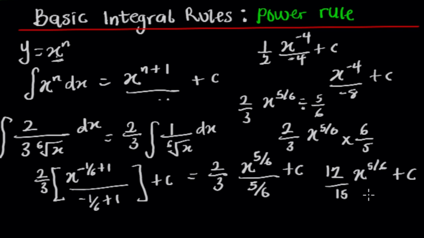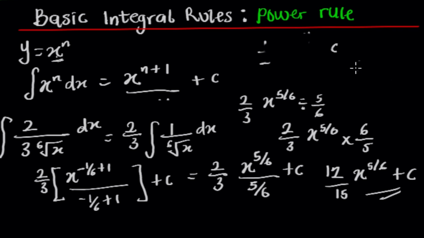So I can choose to leave the answer like this, or I choose to divide everything here by 2 or 3. Let me use 3 actually. If I use 3, the whole answer is going to give me 12 divided by 3, that's going to give us 4, and 15 divided by 3, I'm going to have 5. So I'm having 4 over 5 x to the power 5 over 6 plus c.